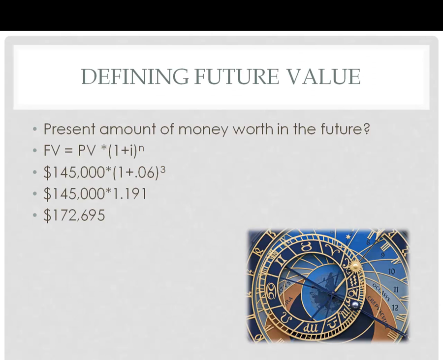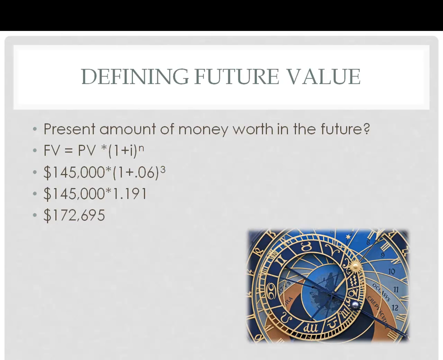One of the first formulas you'll need to know is defining future value. Future value simply means what a present amount of money is worth in the future. The formula for future value is you take the present value of the money times 1 plus i, where i is the rate of return, to the power of n, where n is the time periods.